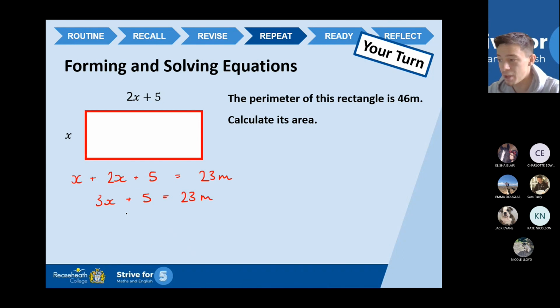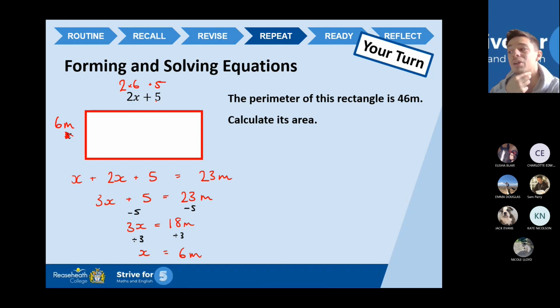I've got a nice, more simple, compact equation. So I want to get rid of the plus 5, so I take it away. That leaves me with 3x equals 18 meters. Make sure we include the meters there. And then I divide by 3. If I divide by 3, that tells me what x is, which is crucial in terms of working out the area. So x is 6 meters. Now it's quite nice, it's a straight, easy swap. Instead of it being x, I can now put 6 meters. And up here, it's going to be 2 lots of 6 plus 5. Well, 2 lots of 6 is 12. Add 5 is 17 meters.